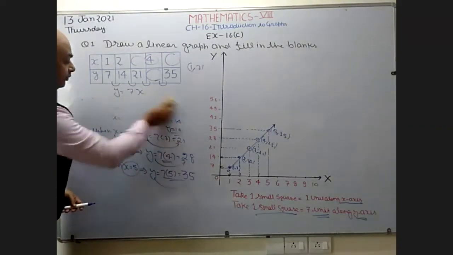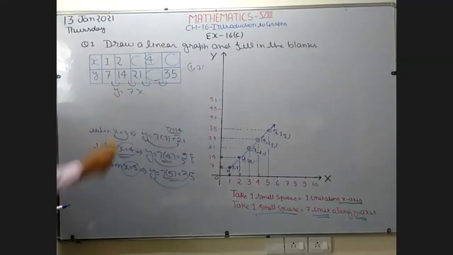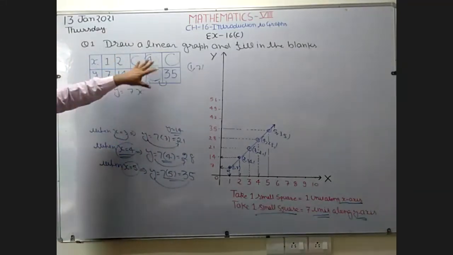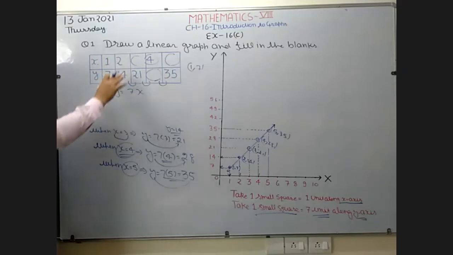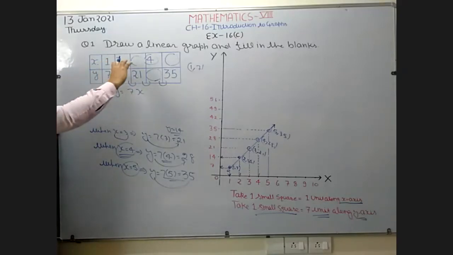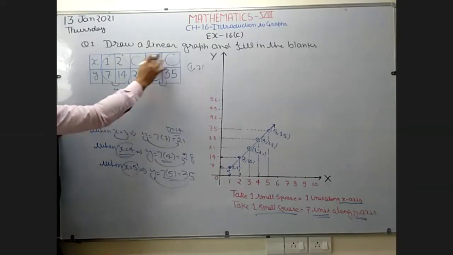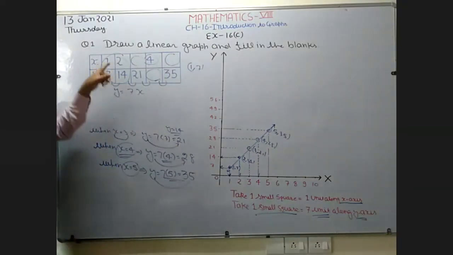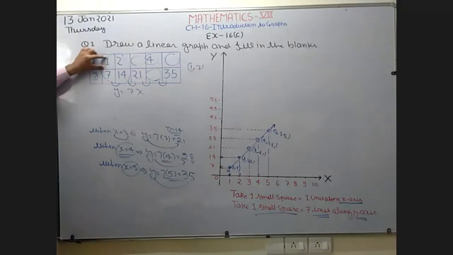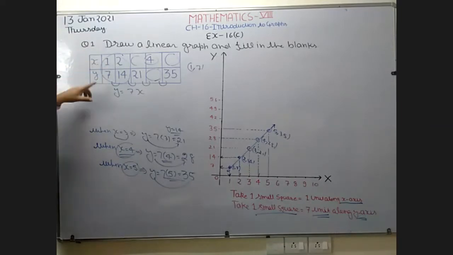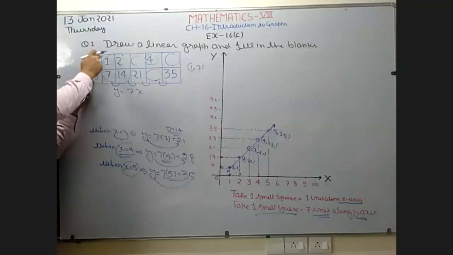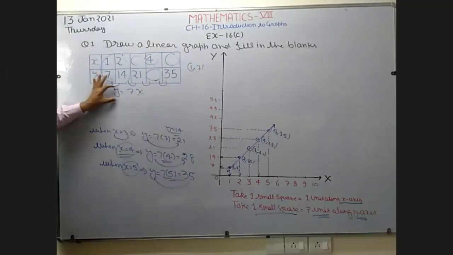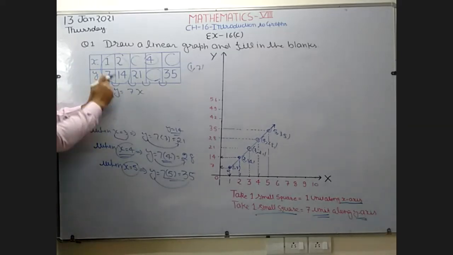See, this is your question. In your book, this question is given: draw a linear graph of the given table. Now see, what is the relation between these two? The first two are given, the second two are given, and in the next three the terms are missing. The value of x is given as 1 and the value of y is given as 7. What is the relation between these two? It means the value of y is 7 times x. Value of y is equal to 7 times x.